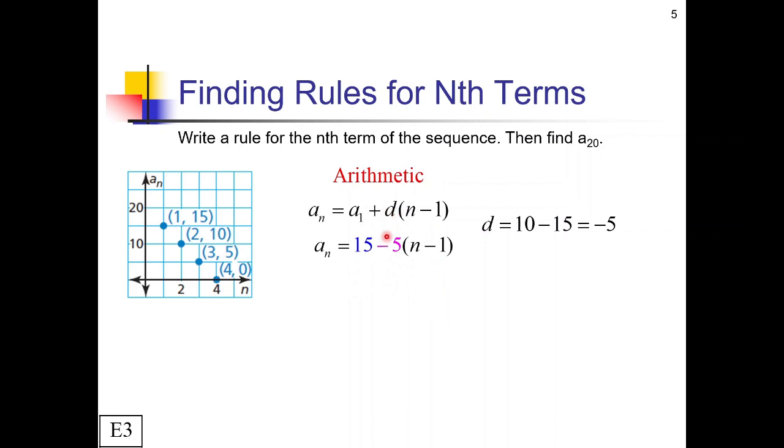And then let's distribute that negative 5. So that's going to be 15 minus 5n plus 5. And then finally combining the 15 and the positive 5, we end up with negative 5n plus 20. And then finding the 20th term, we've got negative 5 times 20 plus 20. That's negative 100 plus 20, which is going to give us negative 80.